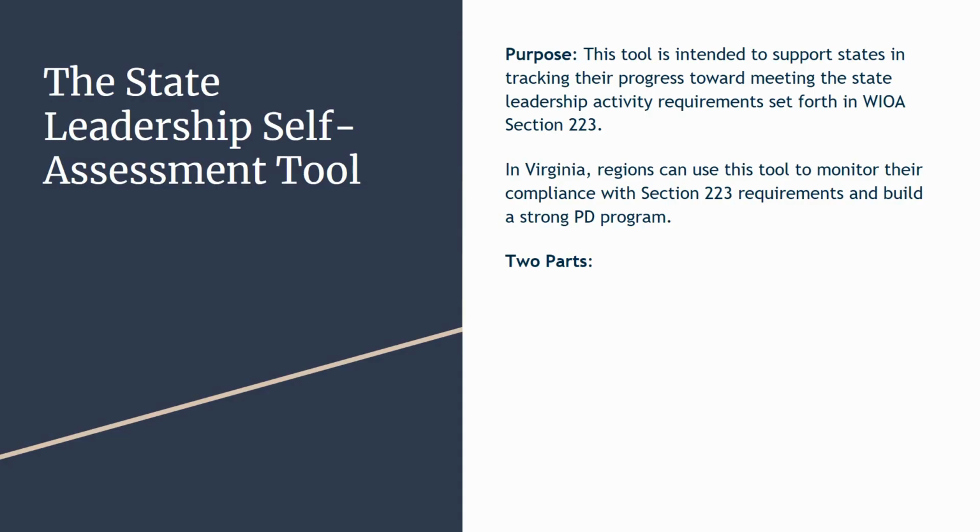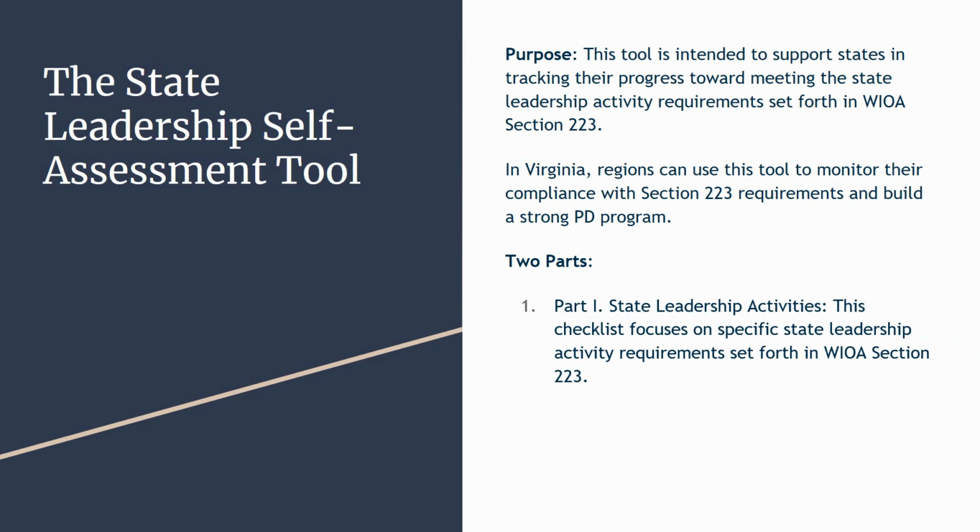The purpose of this tool is intended to support states in tracking their progress toward meeting their state leadership activity requirements set forth in WIOA Section 223. Regions could adapt this tool to track their progress on regional PD goals too. There are 2 parts.